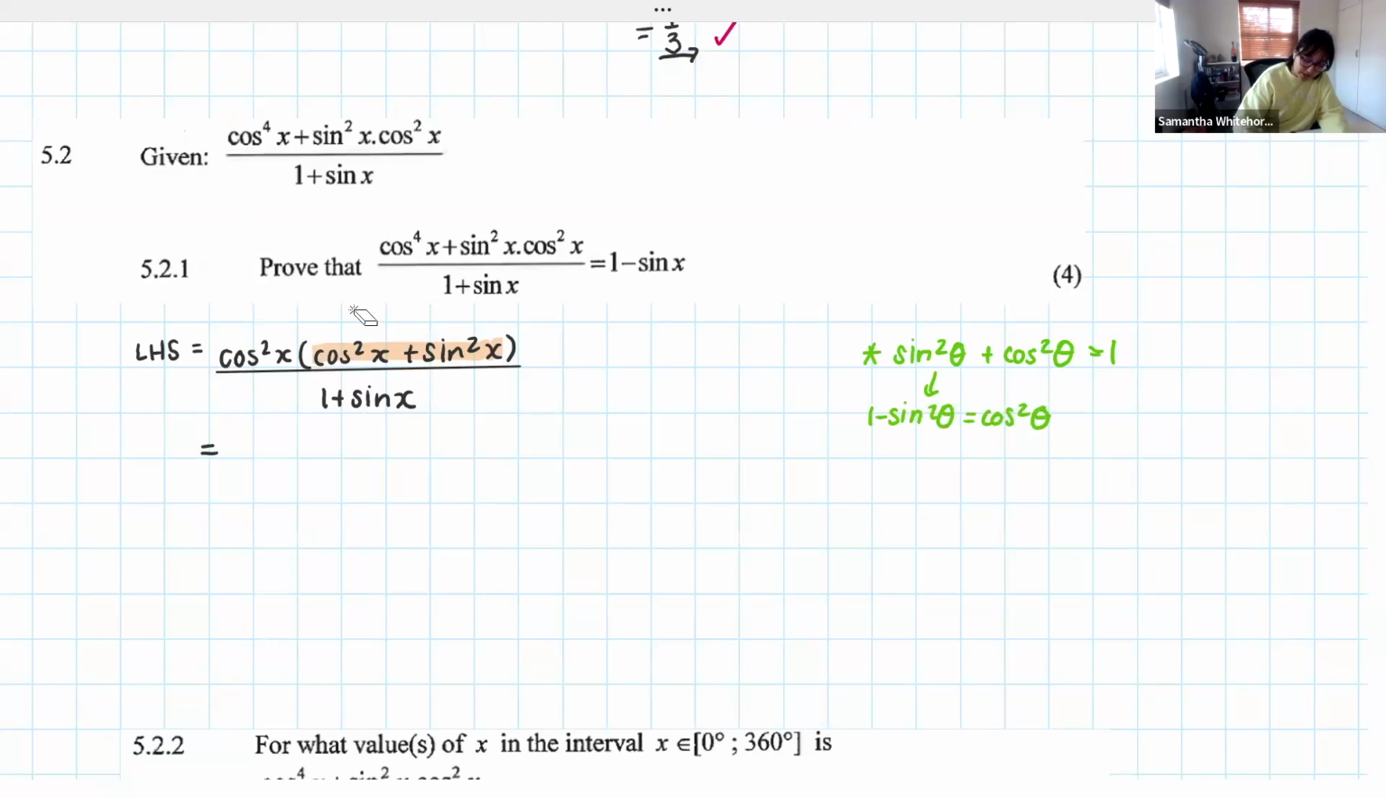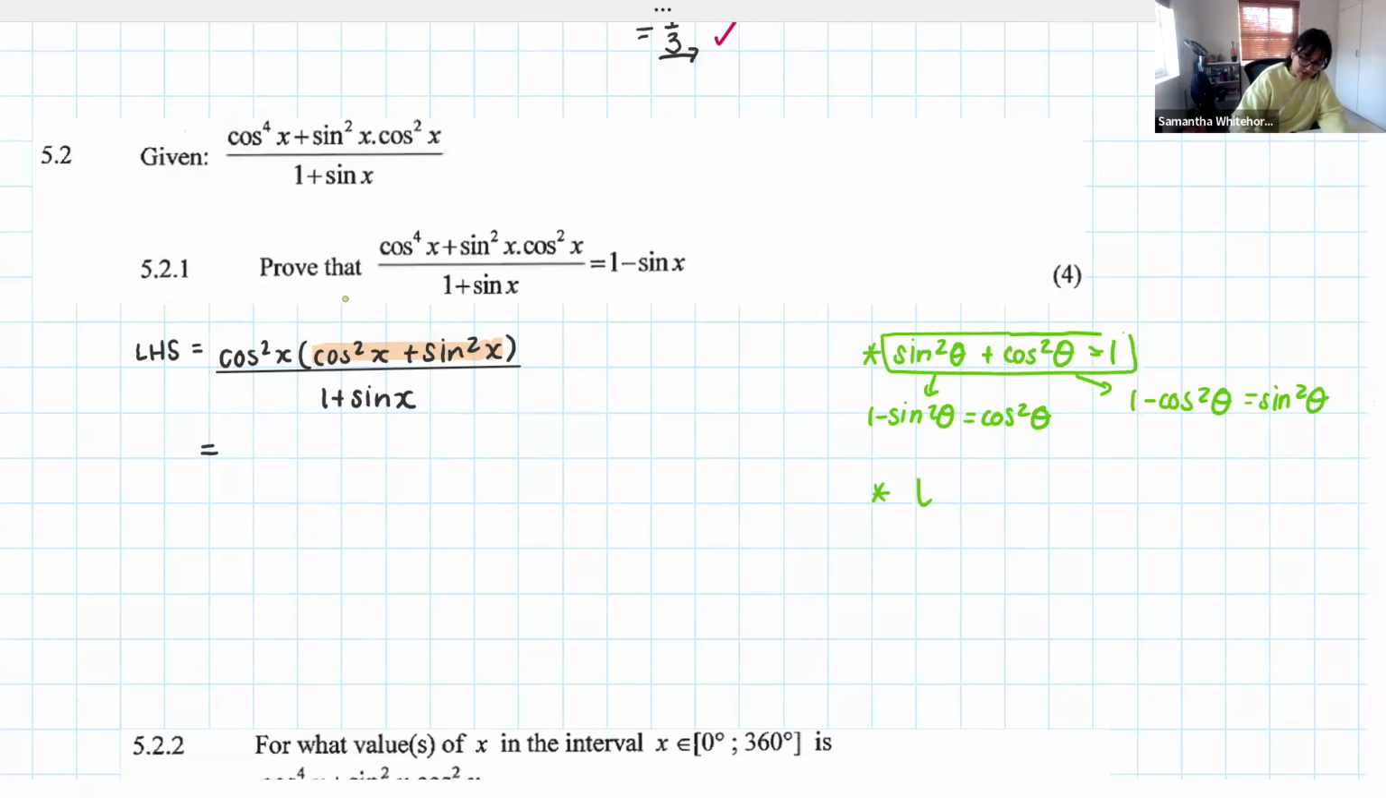Obviously, I've drawn my arrows really badly. But you could also manipulate this to say 1 minus cos squared theta is equal to sine squared theta. So this is not given to you on your formula sheet. This is an identity that you need to know.